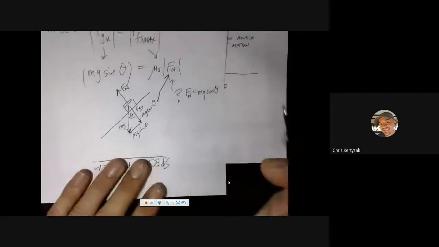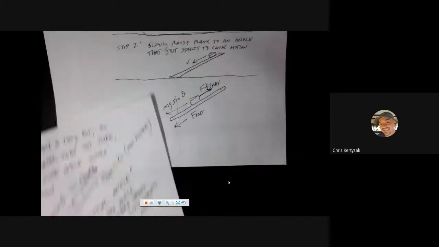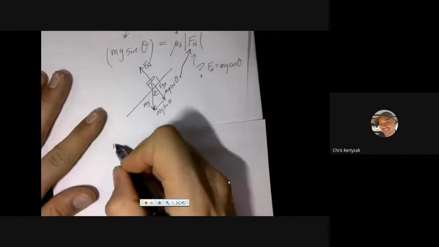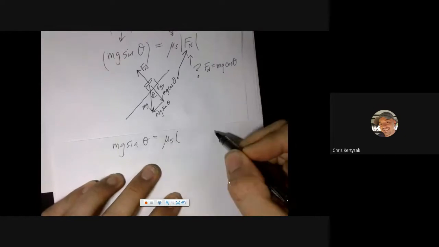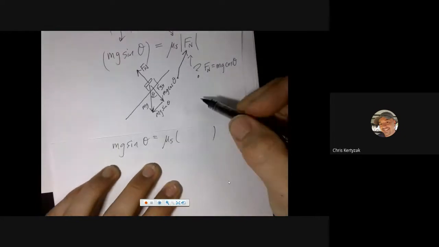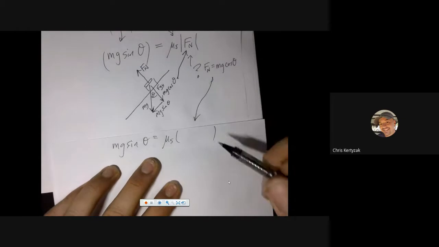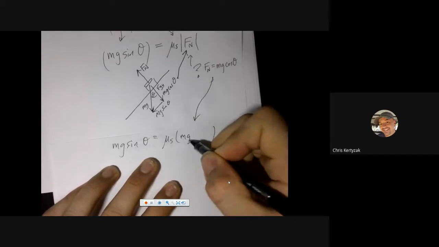So let's finish this idea, and then I'm going to give you the problem. I'm right there at that moment, trying to pull it all together. mg sine theta, as I said, I'm just rewriting what I had up there, is equal to mu s times, now we got to plug in Fn, mg cos theta.